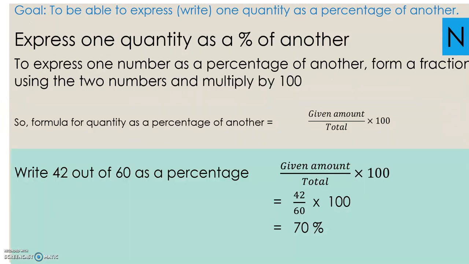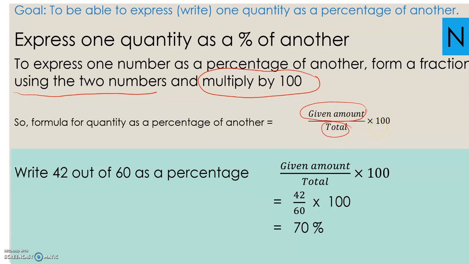All right. So expressing one quantity as a percentage of another. To express one number as a percentage of another, you first form a fraction using the 2 numbers, and you'll work out in a minute what we mean by the 2 numbers, and then you multiply it by 100. Remember when we discussed percentages, I said whenever you're trying to work out the percentage of something, you normally multiply by 100. So the formula to work out a quantity as a percentage of another is the given amount over the total amount and then times it by 100.